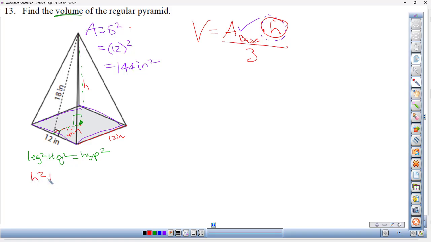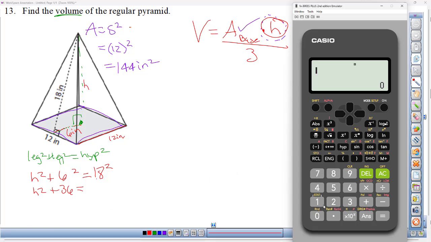So h squared plus 12 squared is equal to, I almost screwed it up, didn't I? Not 12 squared, that's the whole thing. That is only 6 inches. 6 squared is equal to 18 squared. All right, so you can't do anything with h squared. I'm just going to leave it h squared. But 6 times itself comes out to be 36, and 18 times itself comes out to be 324.